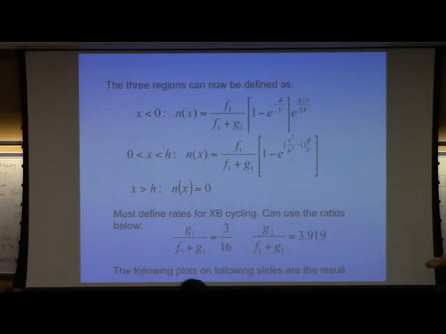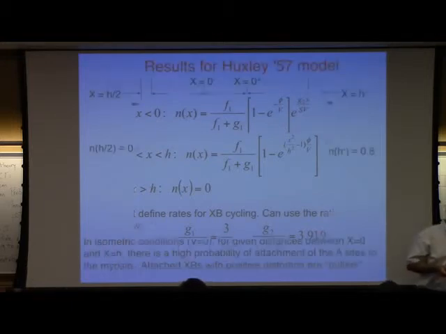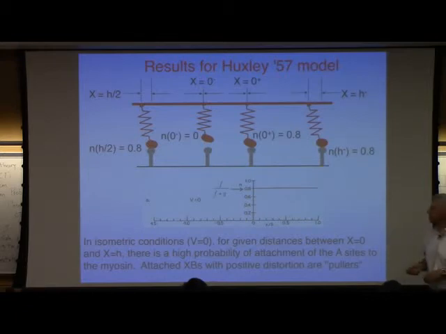Now you have to define some rates. He put these rates as g1 over f1 plus g1 and g2 over f1 plus g1. Pick these 2 values. So now we're going to get to discuss the results.